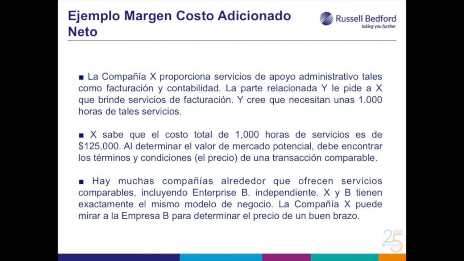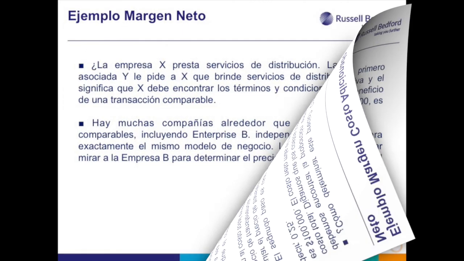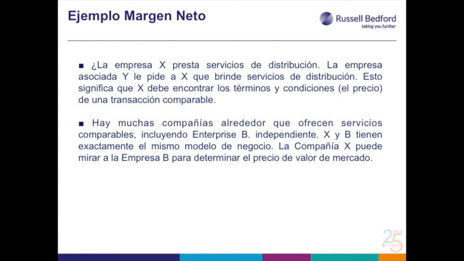So here, what we do is we say the costs are £125,000. We find a third party that appears to have costs of 400,000 and profits of 100,000, which means that the net cost plus margin is 0.25. We apply that 0.25 to the 125,000 costs, and we end up with a transfer price of 156,250.